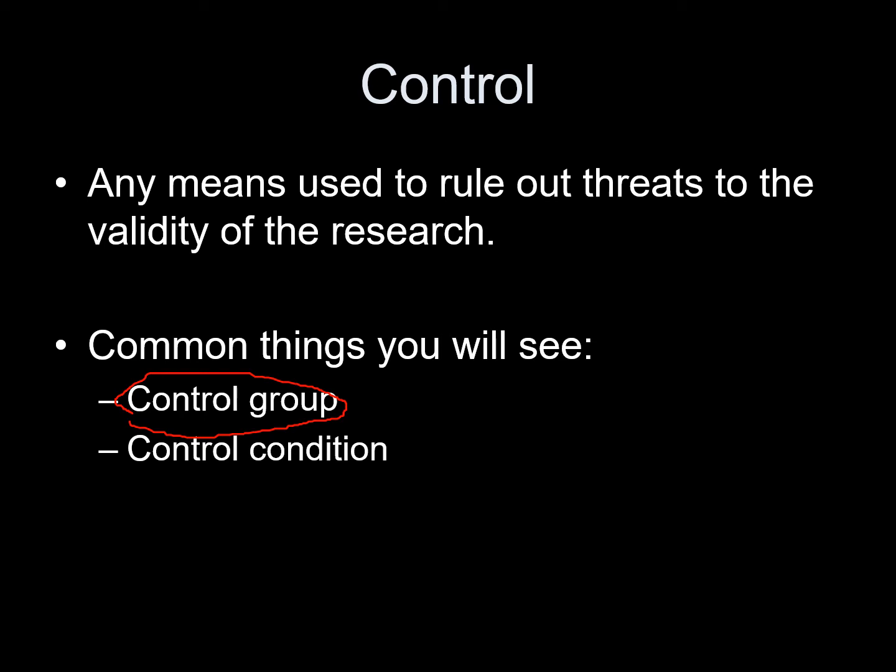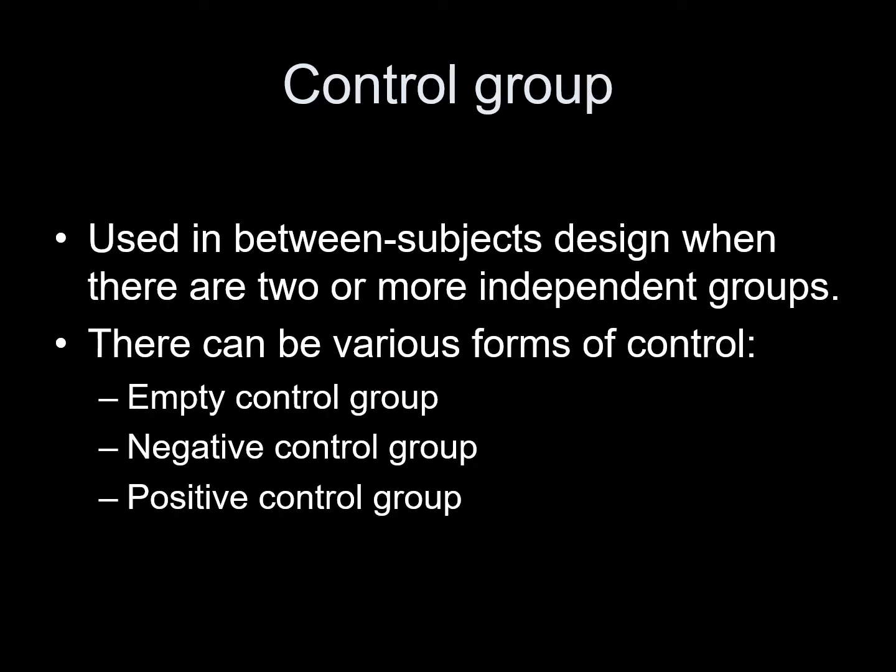Okay, so a control group, basically, now there are many kinds of control groups, but when we are just talking about a control group, we are really just talking about a group that receives basically nothing or a bogus treatment. Okay, a treatment that is known to have no effect. All right, so the control group is used in between-subjects designs when there are two or more independent groups.